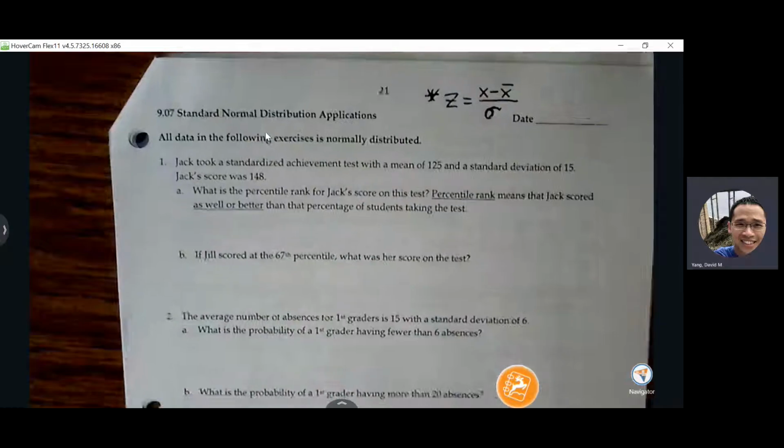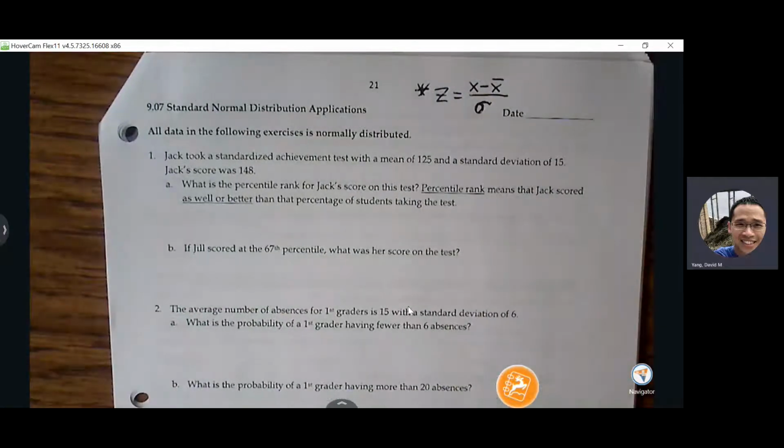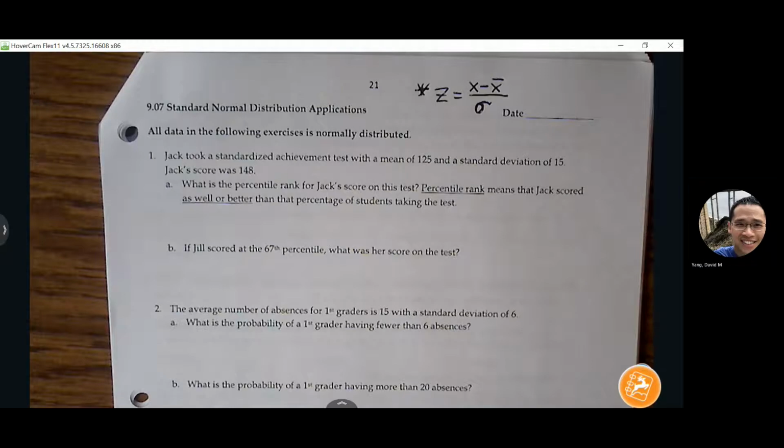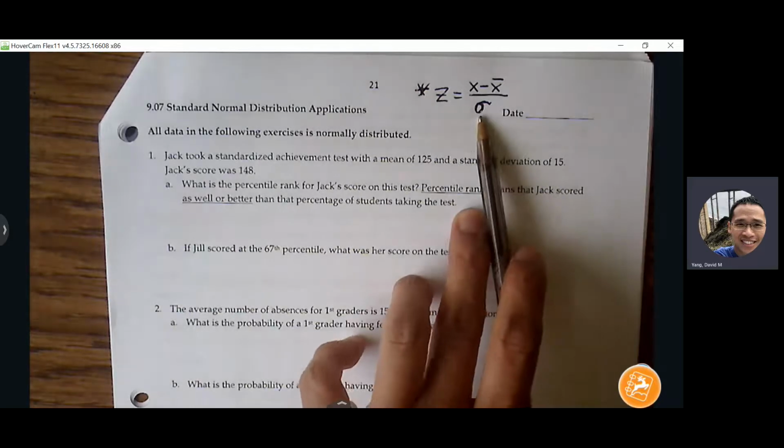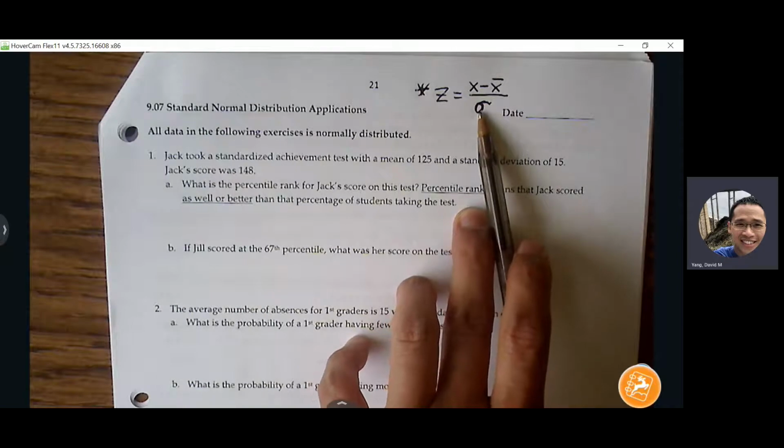But let's go ahead and just go through a few of these and see if we can recall what we did last week, as well as make that slight adjustment. Okay, so number one. x is going to be a specific value. X bar is the mean, and lowercase sigma is the standard deviation.